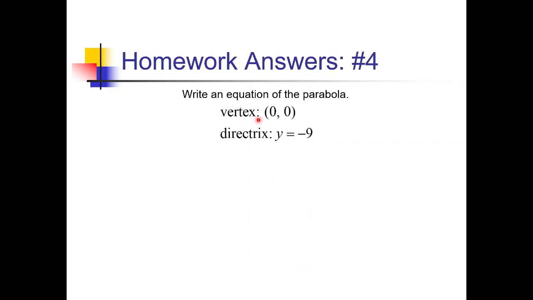For this one, we have the vertex and the directrix, and we want the parabola equation. Is this a y = or an x = one, first off?